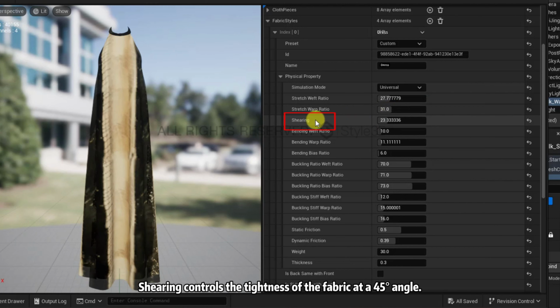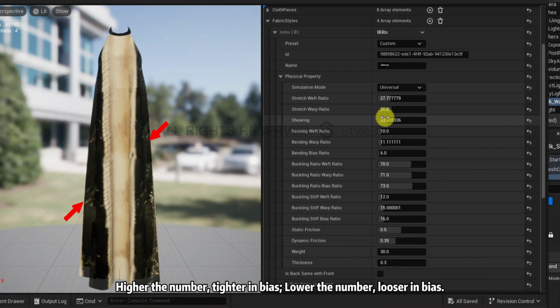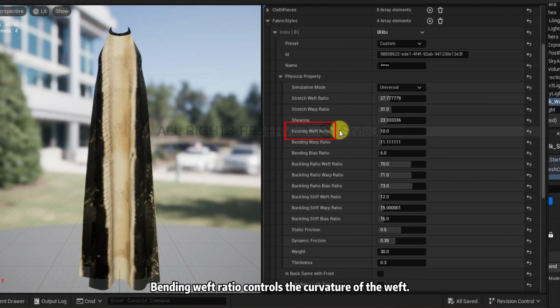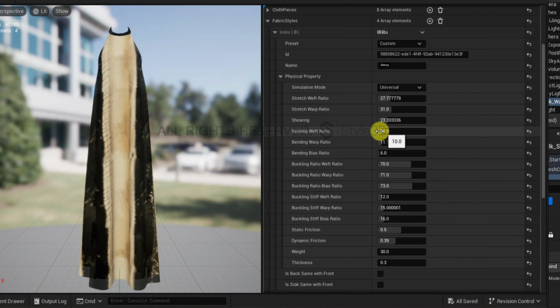Shearing controls the tightness of the fabric at a 45 degrees angle. Higher the number, tighter in bias, lower the number, looser in bias. Bending weft ratio controls the curvature of the weft. Higher the number, harder to bend and wrinkle in weft. Lower the number, easier to bend and wrinkle in weft.